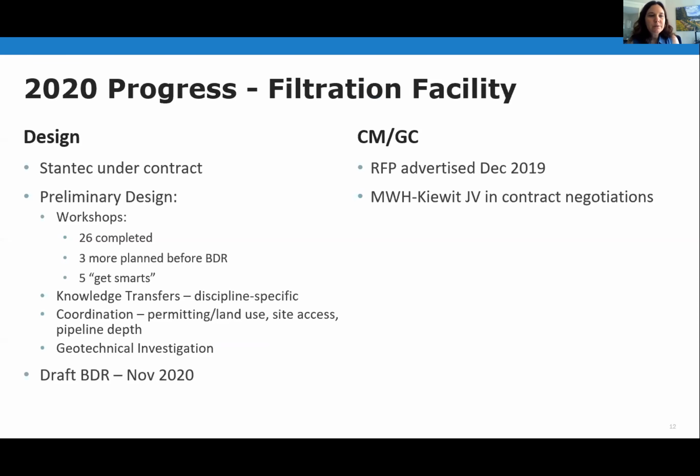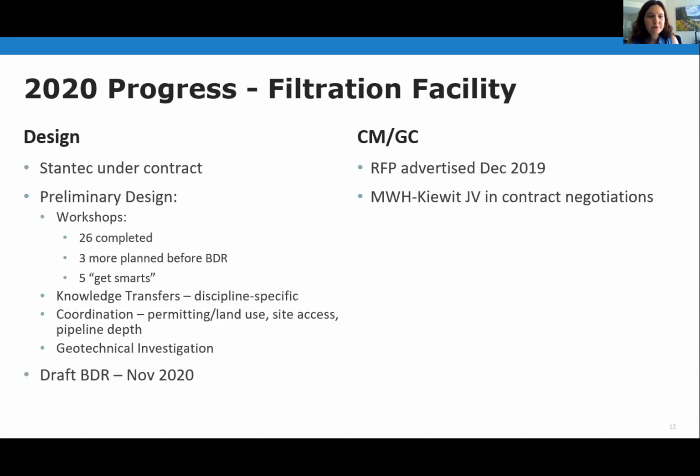We also completed knowledge transfers, which were discipline specific. This is where it was an opportunity for us to sit in the room with our designer, Stantec, and with our program manager, Brian Caldwell, and let them talk with each other and to each other about what progress they've made so that then Stantec could carry it on and not duplicate any efforts.